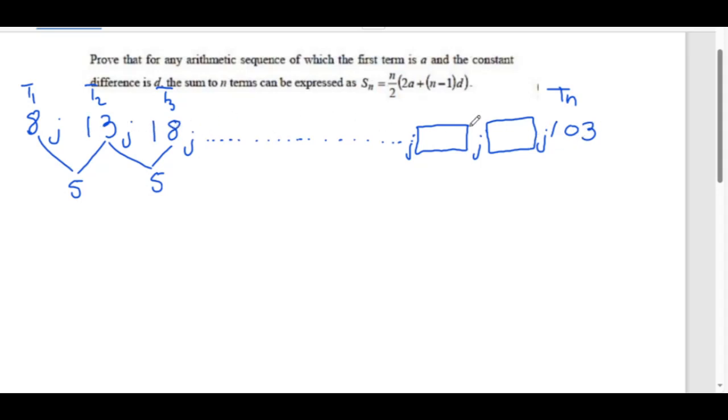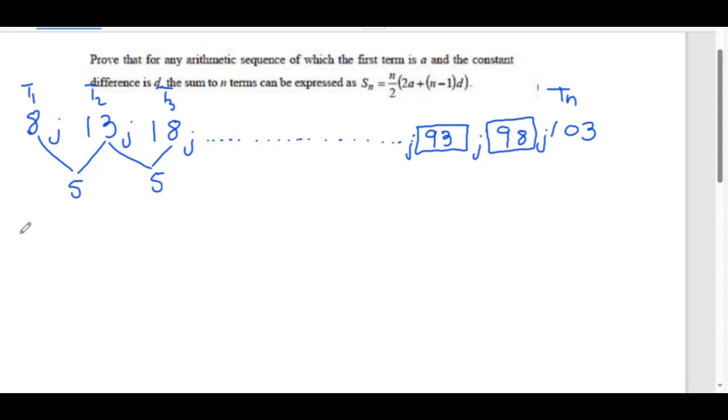Now from here, going forward we are adding. But if we're going backward, we say this minus the difference, because the difference is always 5. So going from the right side to the left, we subtract. If we say 103 minus 5, we get 98. And then 98 minus 5, we get 93. So we subtract if you go that side, we add if you go that side.